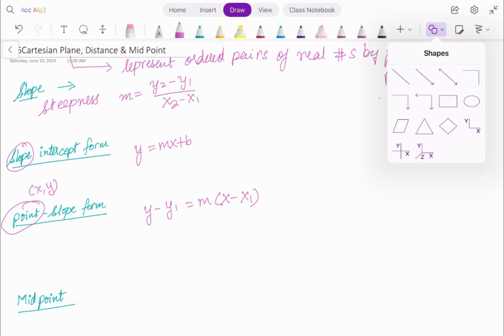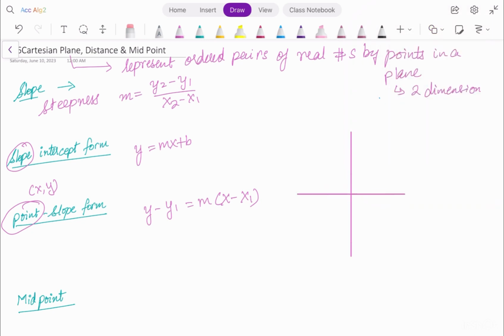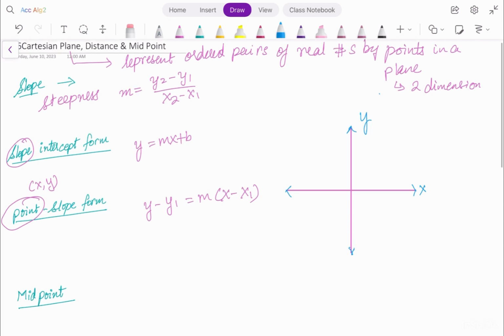Now building on this, let's create a coordinate plane. So on the coordinate plane, the horizontal is the x-axis and the vertical is the y-axis. On the coordinate plane, we can plot these points, x and y.